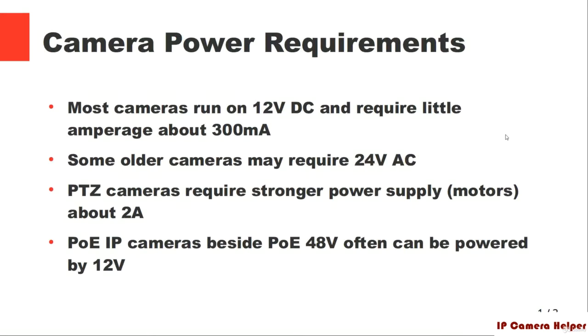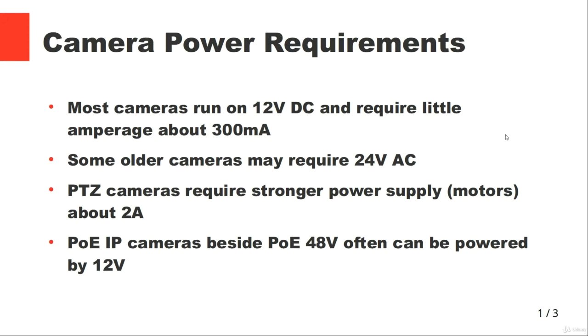Hi, let's talk about general camera power requirements. I mean general because it doesn't matter if it's an HD, analog or IP camera, although in IP cameras there is that additional thing called PoE. But in general, most of the cameras run on 12 volt DC, and the amperage required is also very low. It's like 300 milliamps or something like that, depending obviously on the camera, but typically that's what it is.